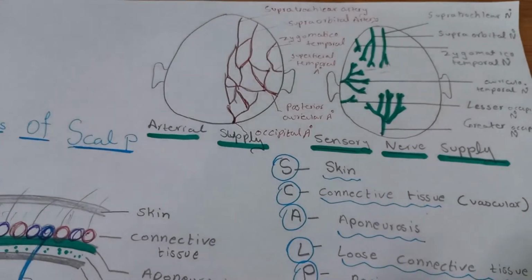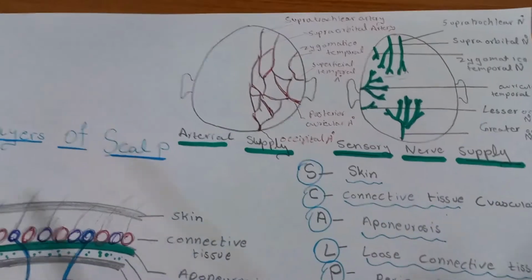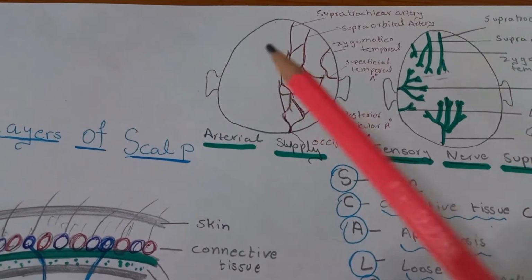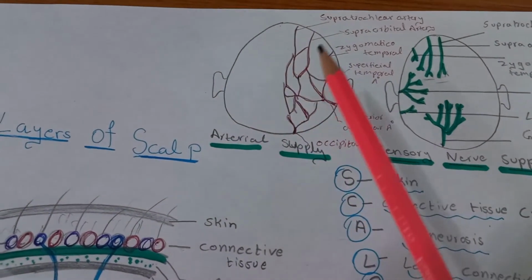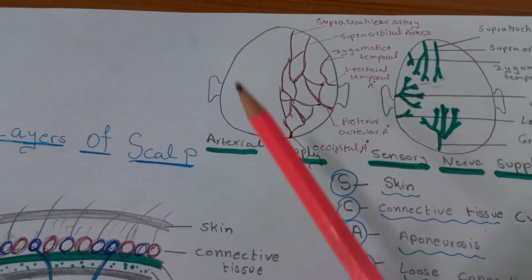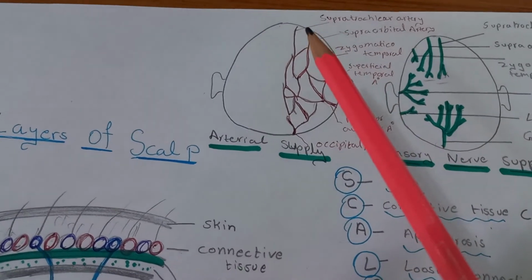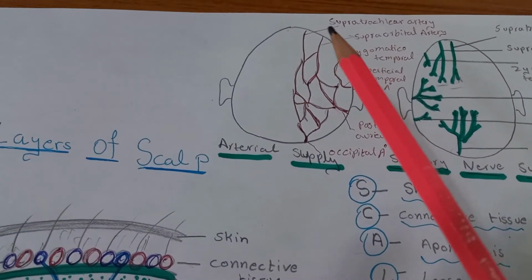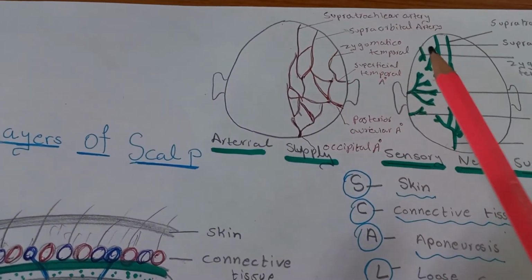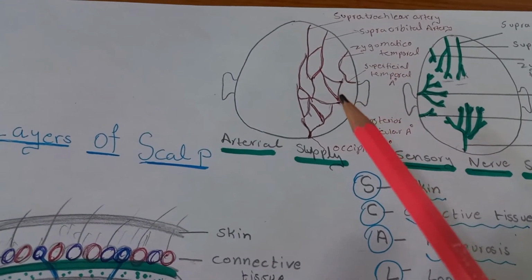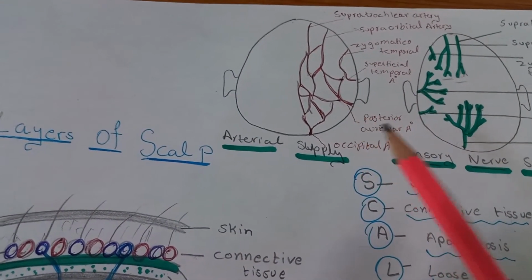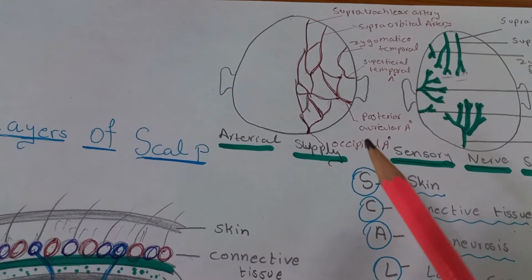Let us discuss the arterial supply of the scalp. As you can see in this diagram, I have drawn the scalp and some arteries showing the arterial supply: supratrochlear artery, supraorbital artery, zygomaticotemporal artery, superficial temporal artery, posterior auricular artery and occipital artery.